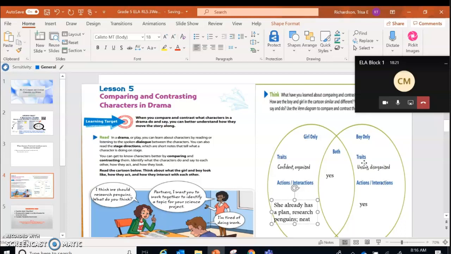It says the boy, he's unsure and he's disorganized. And you know what? Sometimes when we look at character traits, we don't always look at just what they say, but also their facial expression. What could you tell to show that he's really unsure of himself or even what to do for this science project? How do we know that? So anybody can jump in. How do we know that?